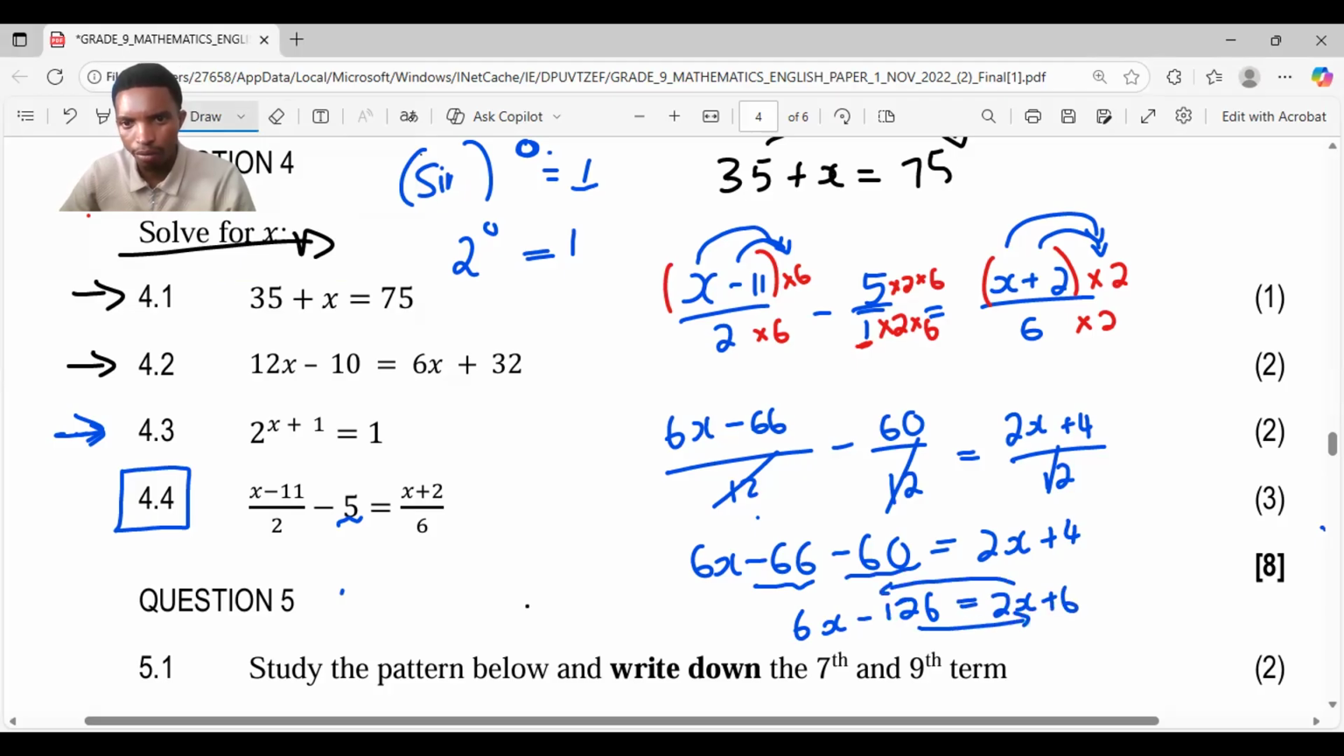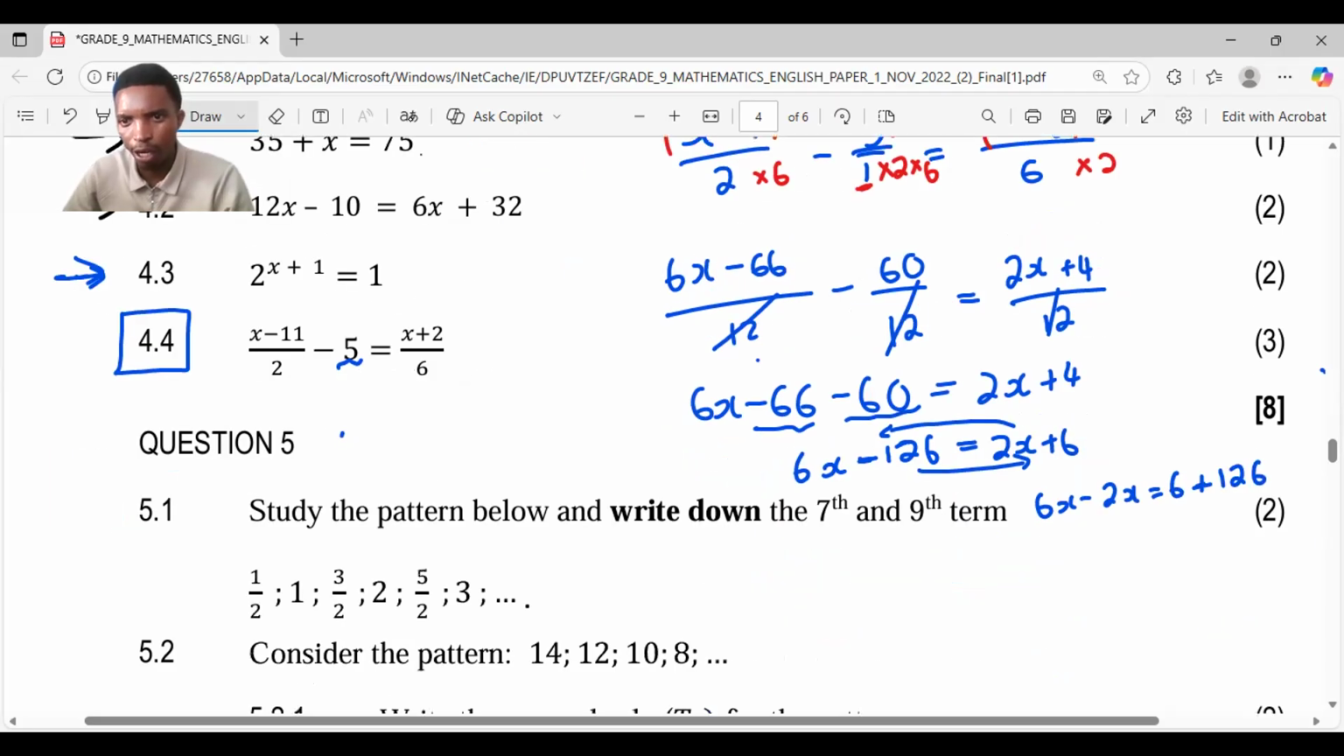We're going to have 6x minus 2x is equal to 6 plus 126. Remember, it was negative, so when it goes to that side, it has to change the sign and become positive. And then now finally we have 4x is equal to 6 plus 126, which is going to give us 132. Correct? Yes.